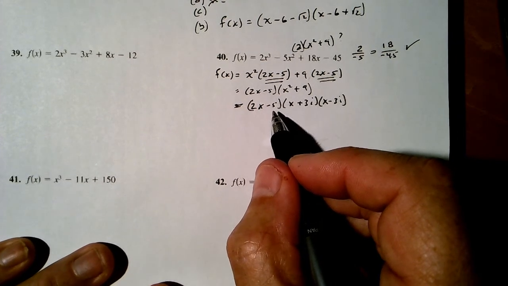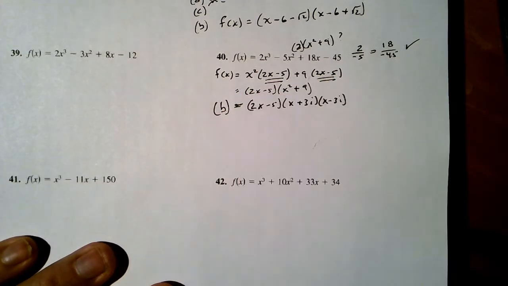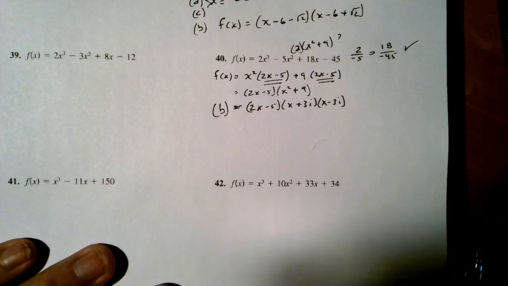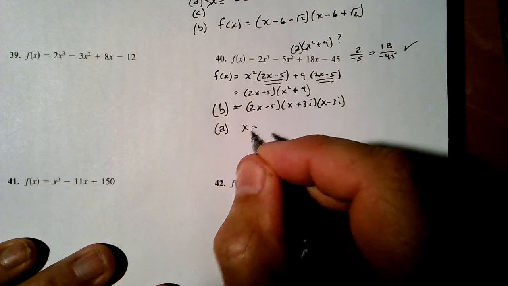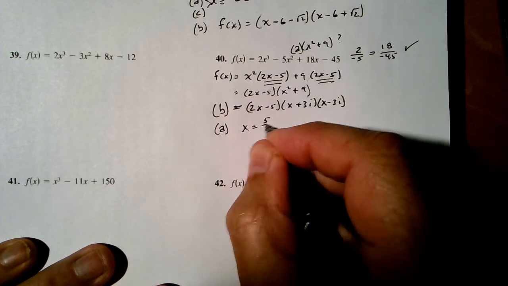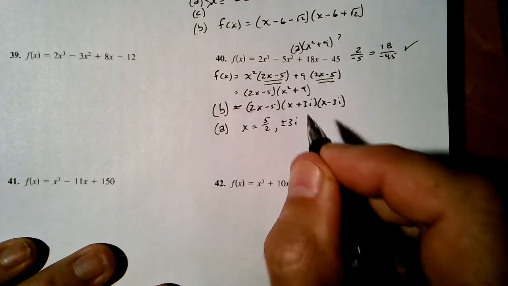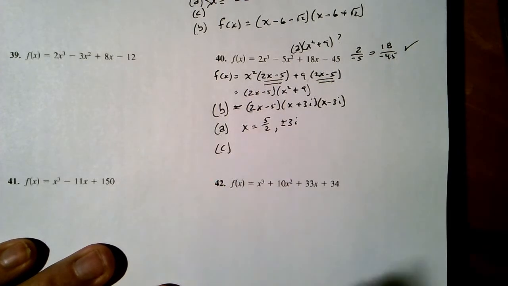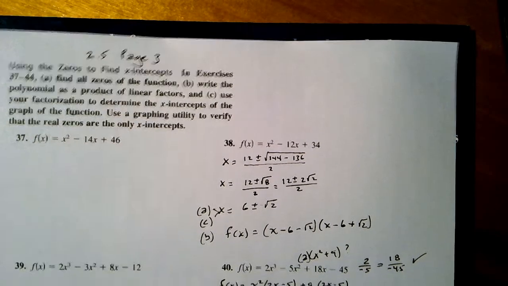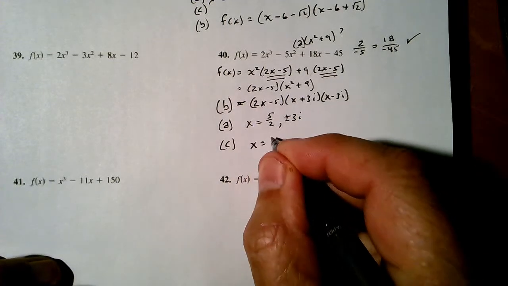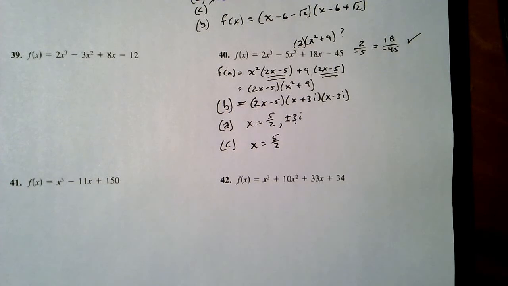So write the polynomial's linear factors. There's B right there. That's part B. And A is find all the zeros. Well, here's A. Our zeros would be x equals add 5, divide 2, add and subtract 3i. C asks, use your factorization to determine the x-intercepts of the graph. The x-intercepts, there's only one, and it happens at 5/2. These others are imaginary. Okay?